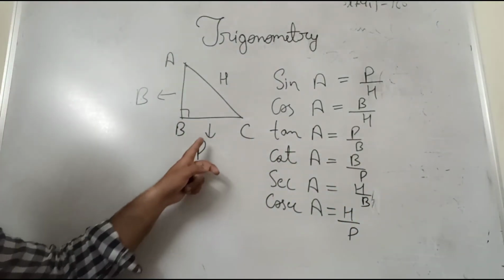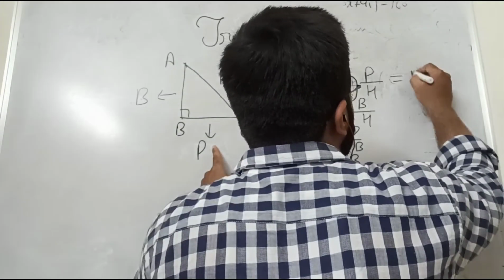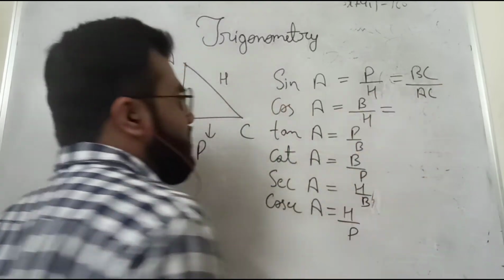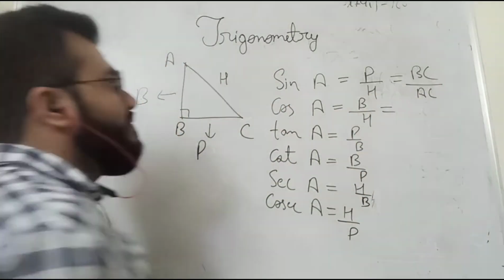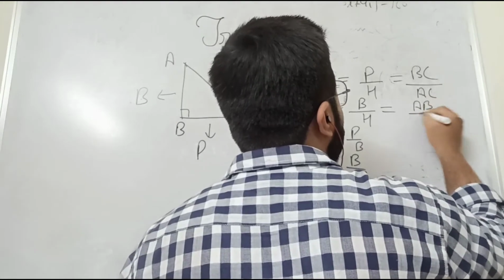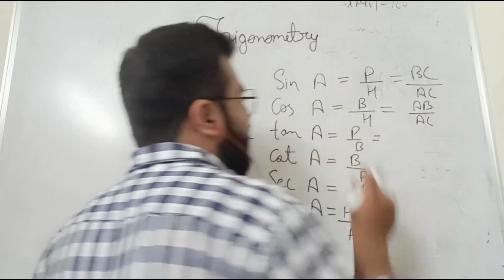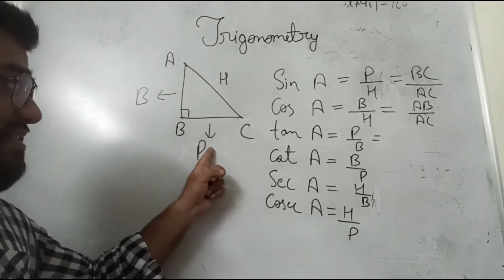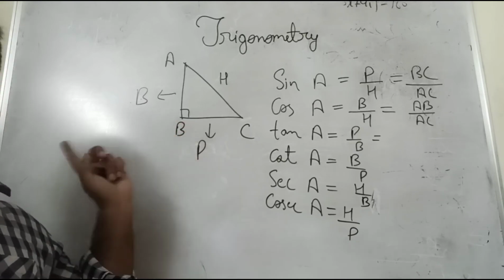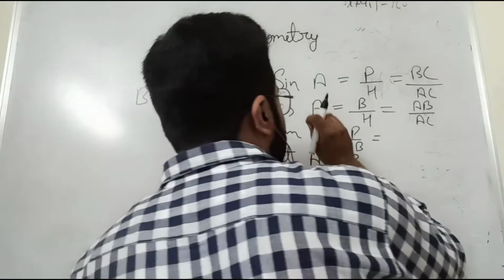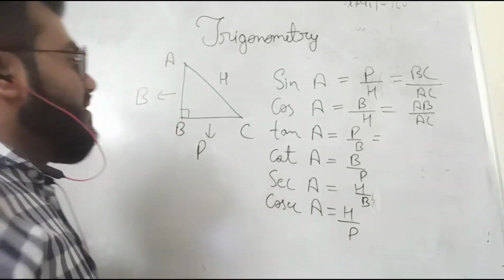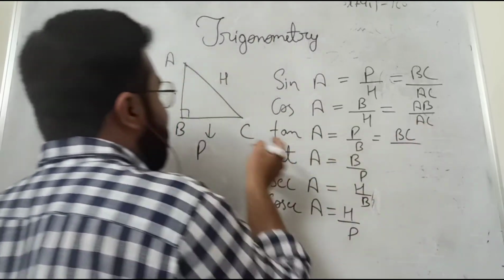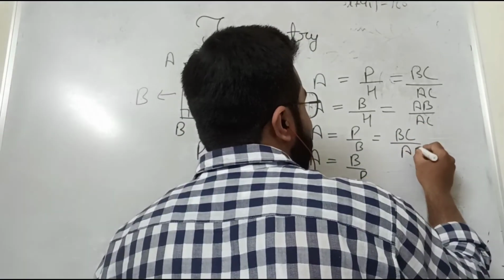Now students, here the perpendicular is BC, so sine A will be equal to BC upon AC. Now talking about cos A, the base here is equal to AB, so it will be equal to AB upon AC. Keep one thing very clear: the hypotenuse always remains the same. The base and perpendicular are only interchangeable. Now if you want to find tan A, the perpendicular here is BC again and the base is AB, so it will be equal to BC upon AB.